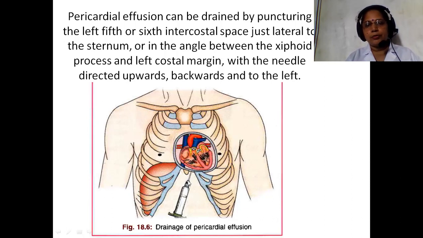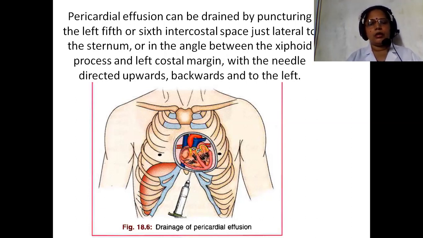Yes, ये पॉइंट यूज किया जाता है, it may be left fifth intercostal space और sixth intercostal space, और in between xiphoid process और left costal margin के बीच में यहाँ पे सिरिंज या ड्रेन की सिरिंज एंटर करके वो फ्लूइड ड्रेन किया जाता है with the help of the needle, और ये जो नीडल इंसर्ट किया जाए with the help of the needle directed upwards, backwards, and to the left, and aspirate the fluid.